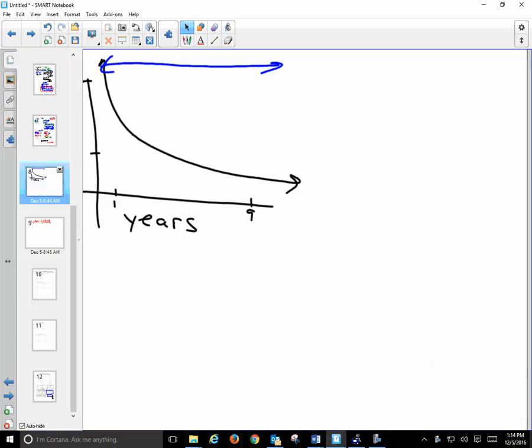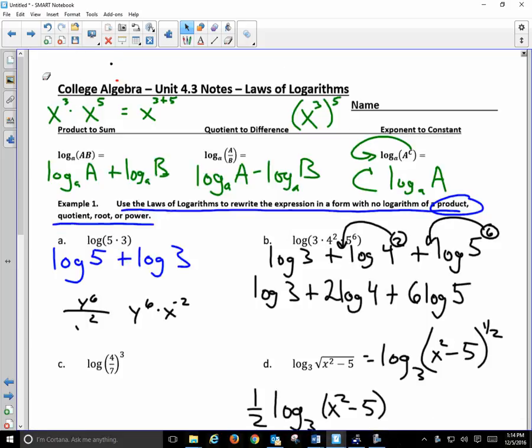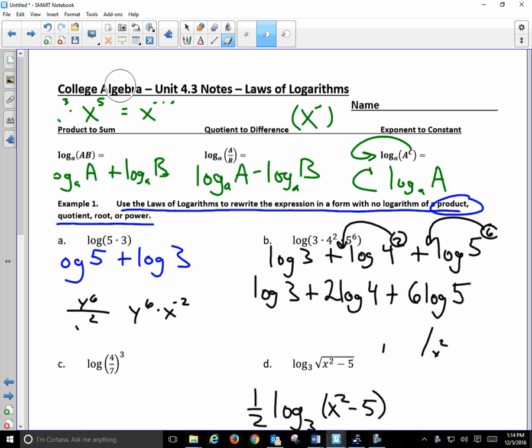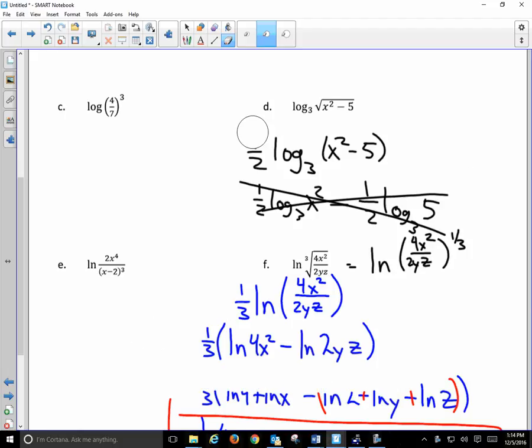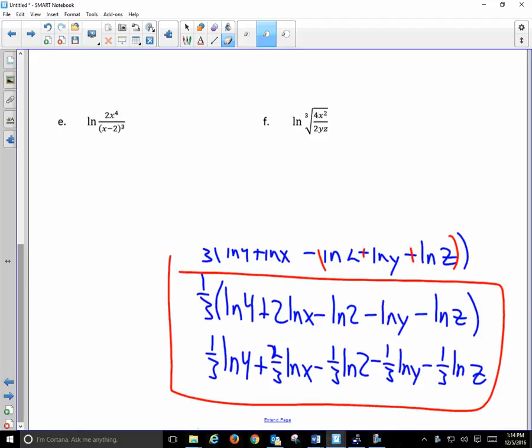All right, so let's back up to here. Today we are going to go over laws of logarithms, properties of logarithms.